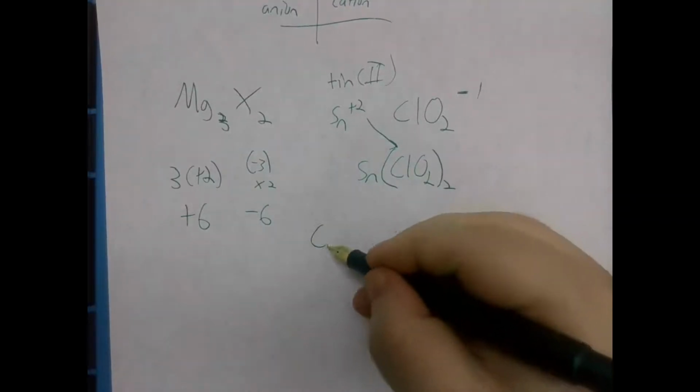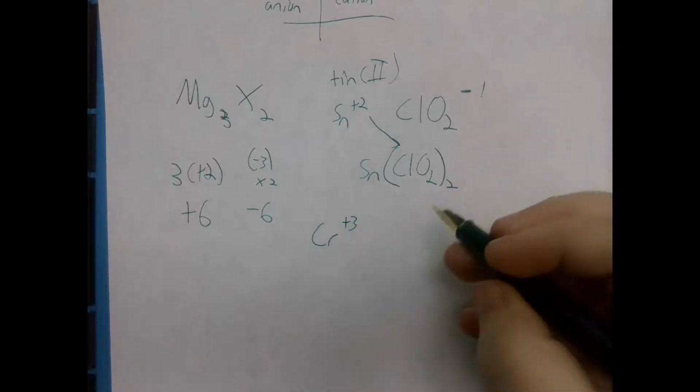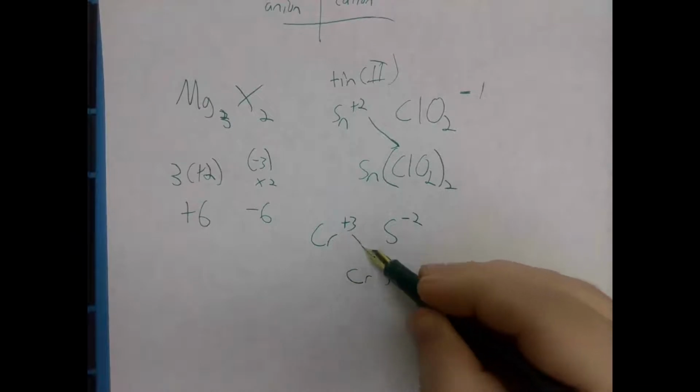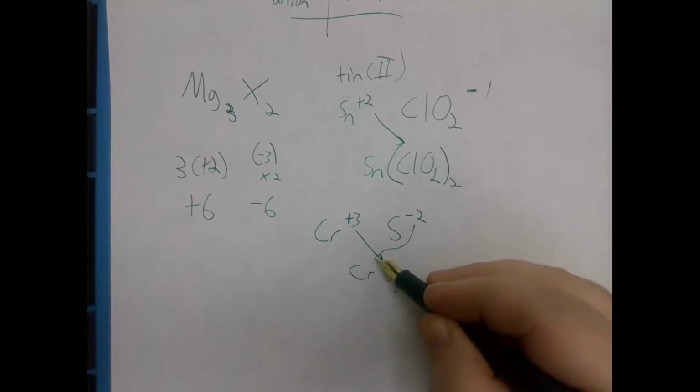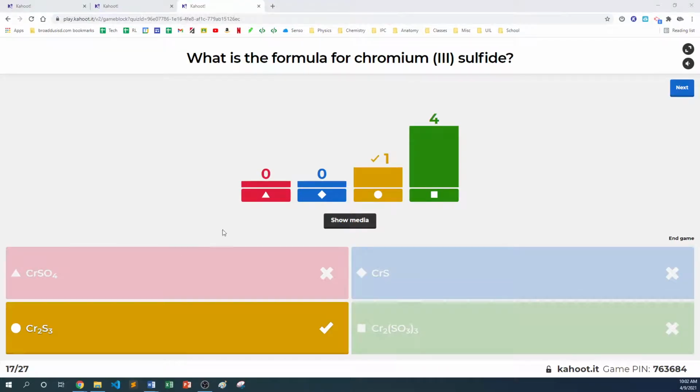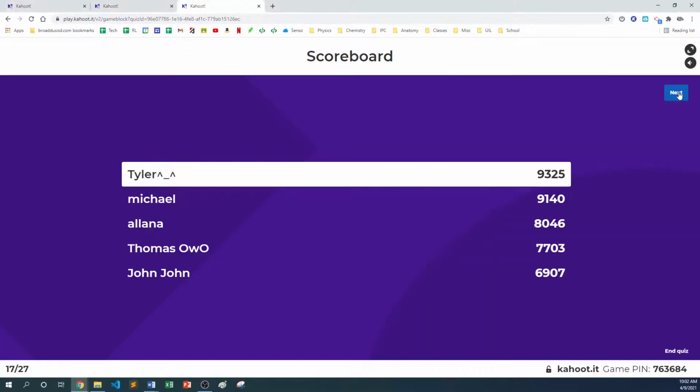So chromium +3 and sulfur -2. So the 3 is going to come over here, and the 2 is going to come over here. I got it now. Get another one of these questions, I got it.